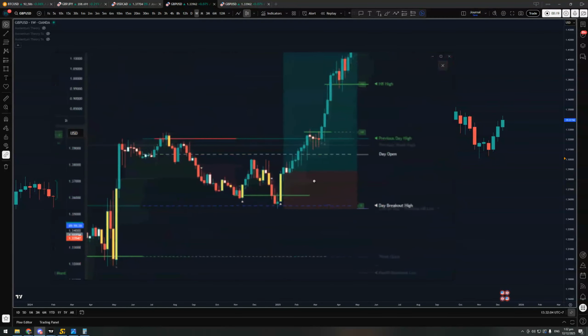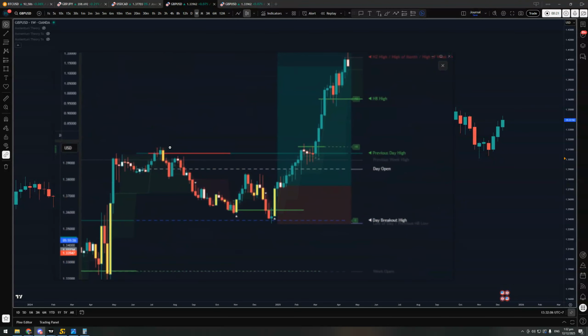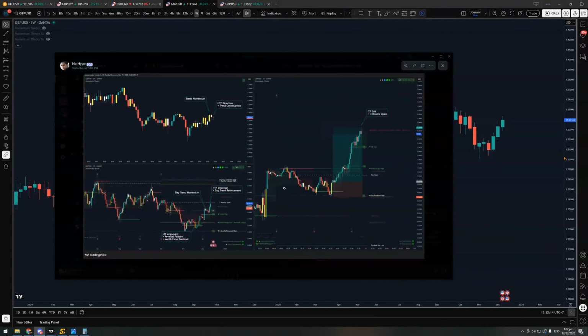So this is a trade that I took. This trader has a bit of an issue seeing a fake out of the previous day high and the previous week high, and sometimes it can be unsettling trading right back into those fake out levels. So why did I take this trade? How did I take this trade?